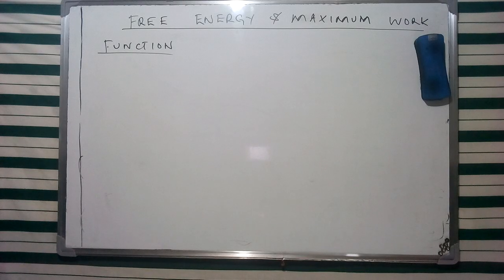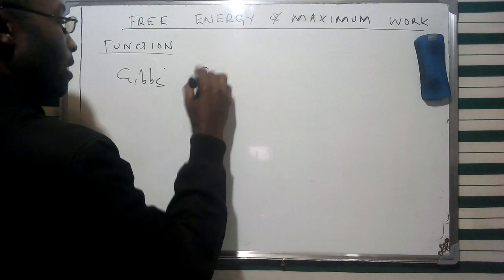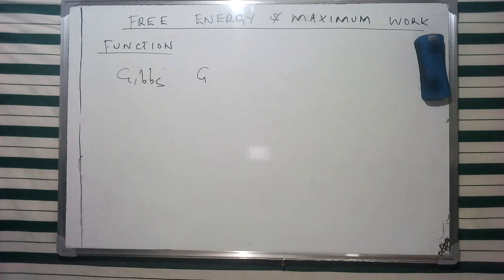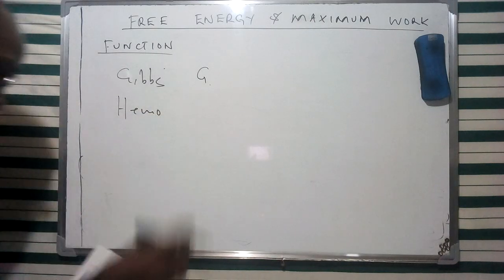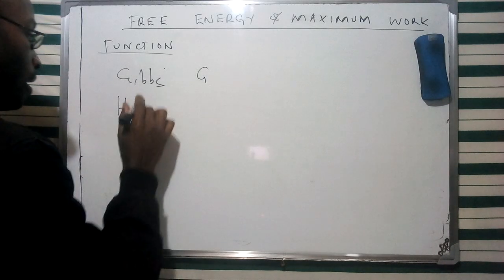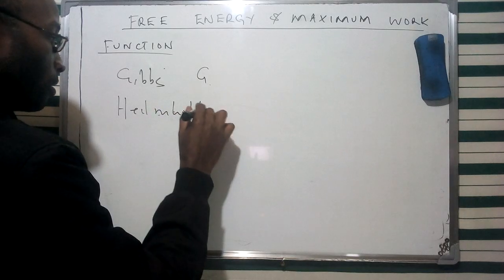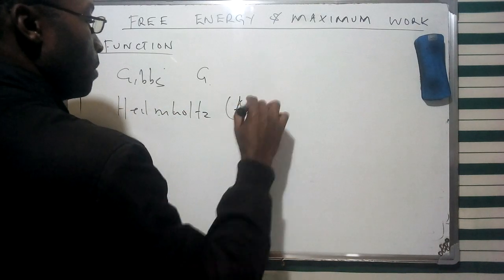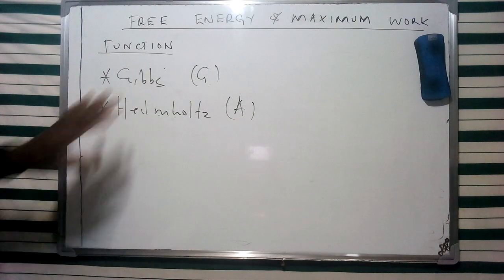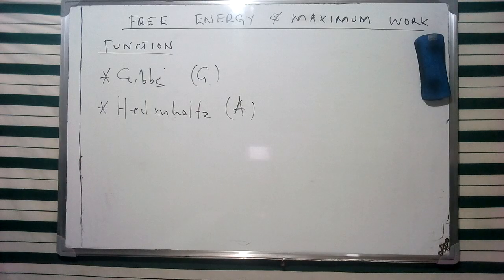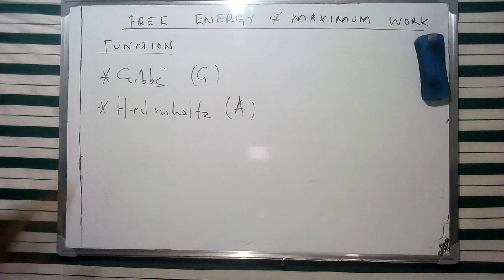Now, the Gibbs free energy, which we have given an abbreviation as G, and of course the Helmholtz free energy is going to be given as Helmholtz. My pronunciation is correct. So this is going to be represented using capital A, where this one is going to be represented using G as such. So these are the two specific functions, of course, which are going to be used in trying to determine the concept of spontaneity and equilibrium of various transformations.